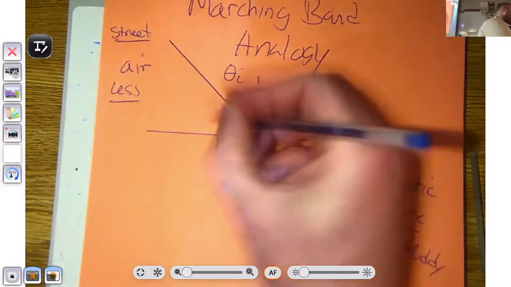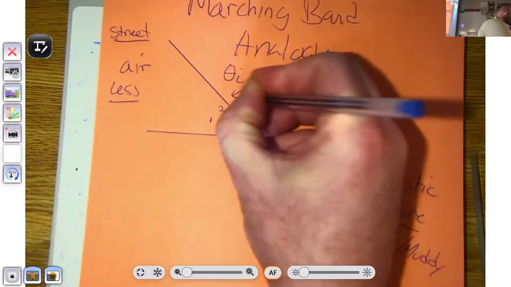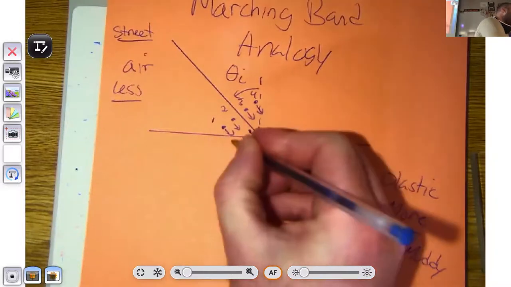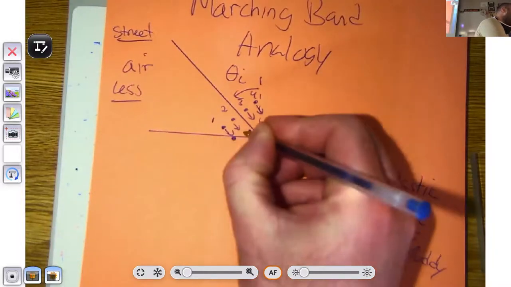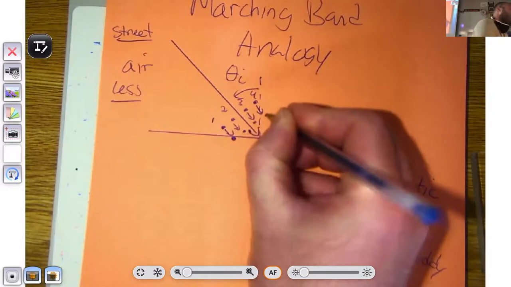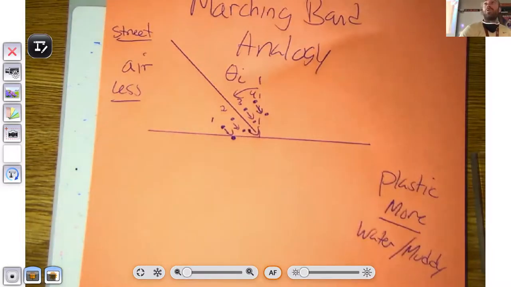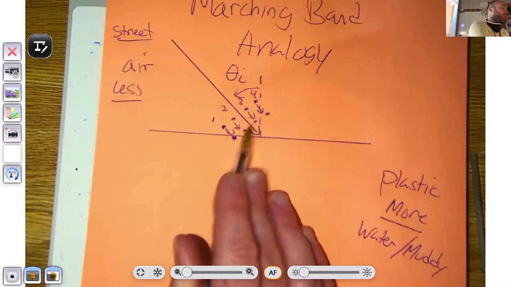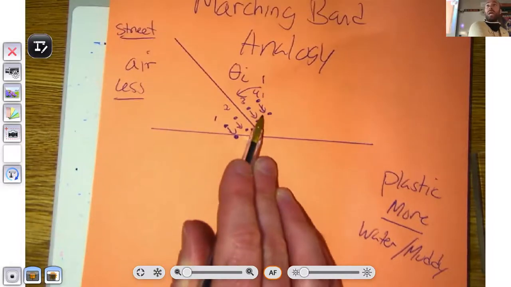How about I number them for you? Let's number them 1, 2, 3, and 4. Which person in that row hits the boundary first based on our diagram? 1. So basically when 1 gets to this boundary, the other 3 marchers are still on the street. So what happens to marcher 1 when they reach the boundary? They slow down. But 1, 2, 3, and 4 are still traveling at the same speed.